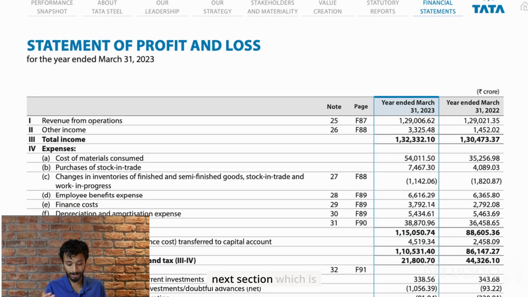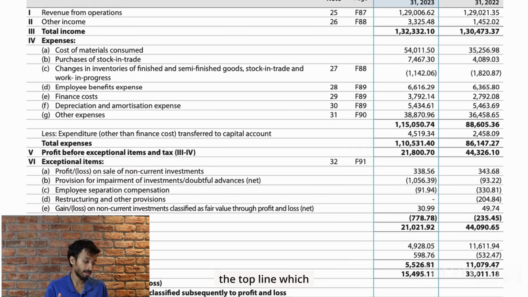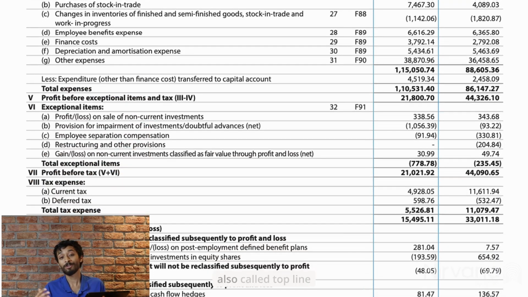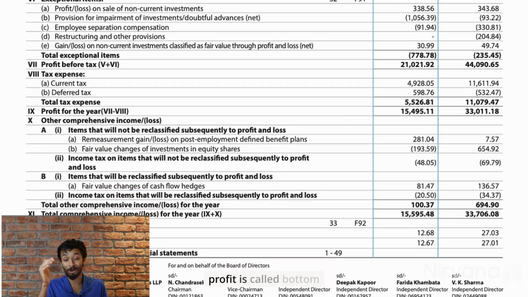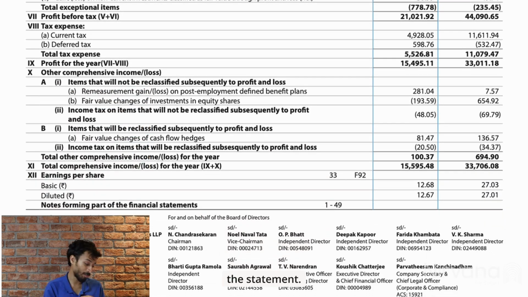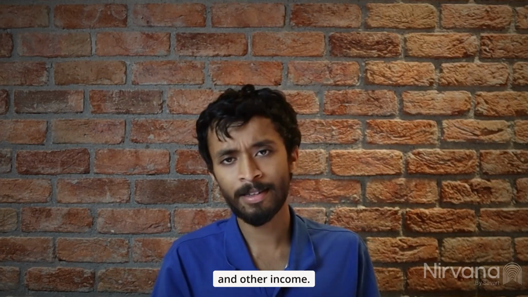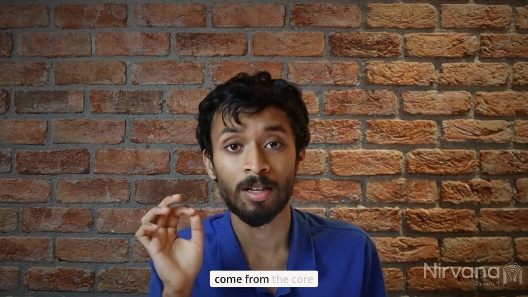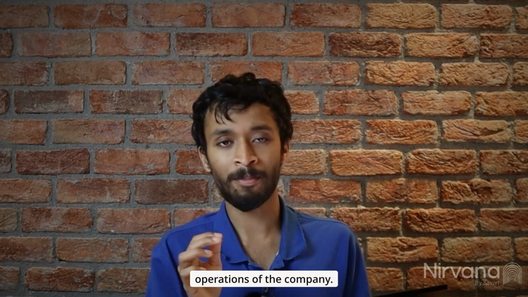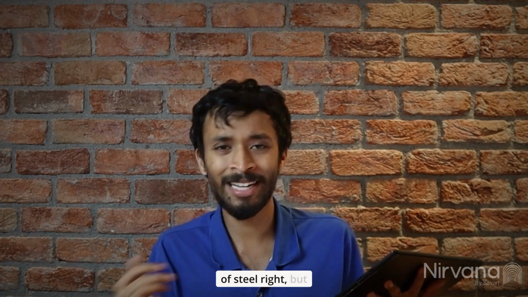Now coming to the next section, which is the profit and loss statement. We start with the top line, which is called revenue. The reason revenue is also called top line is because it's at the top of the entire statement, and profit is called bottom line because it's at the end of the statement. So revenue from operations and other income. Other income is technically income that does not come from the core operations of the company. Now for Tata Steel, of course, the core operations is the sale of steel, right?